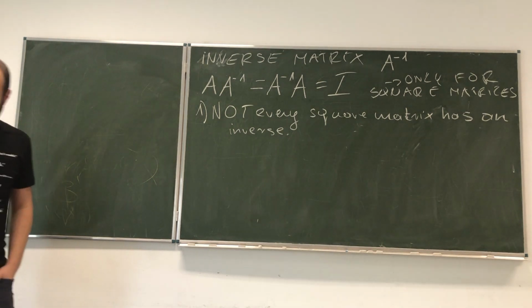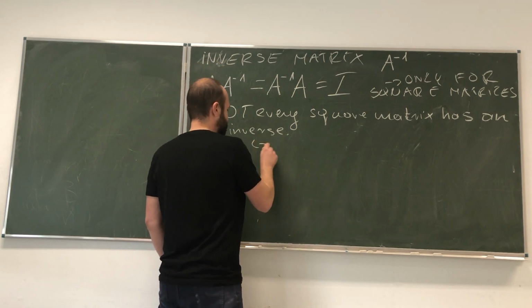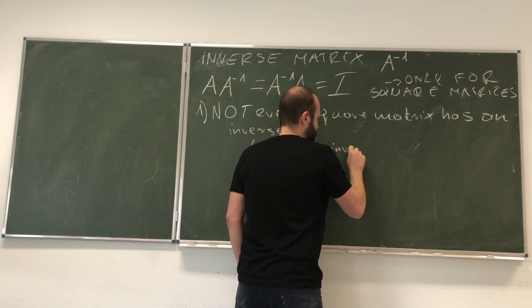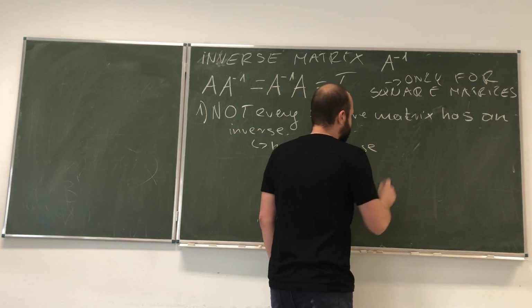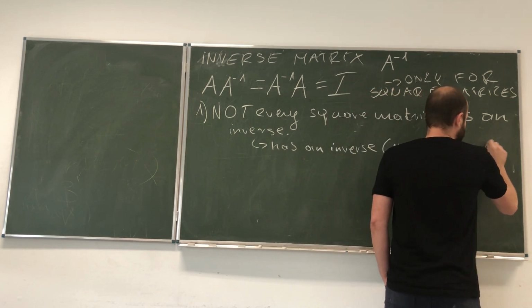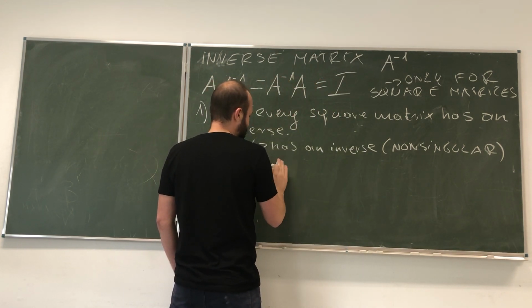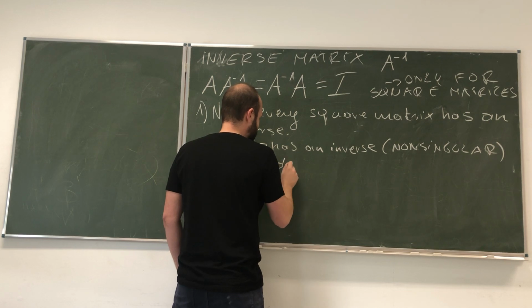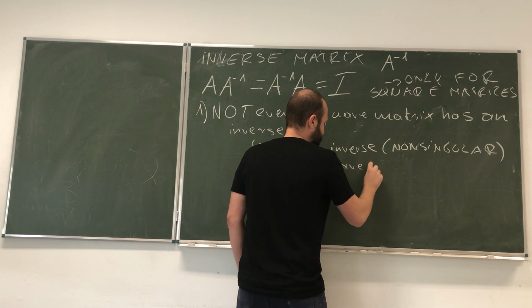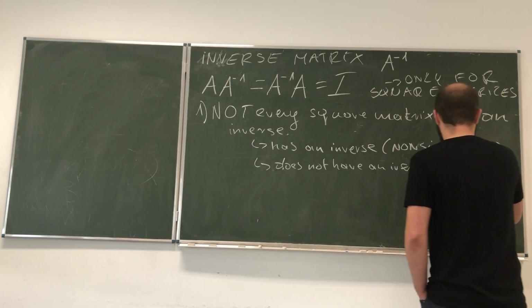Now, if a matrix has an inverse, we say it's non-singular. And of course, if it does not have an inverse, we say it's singular.